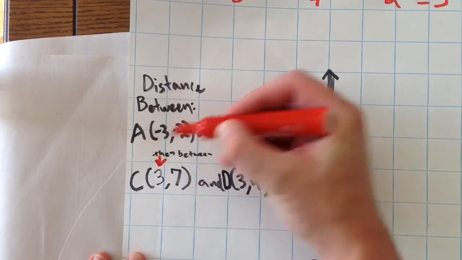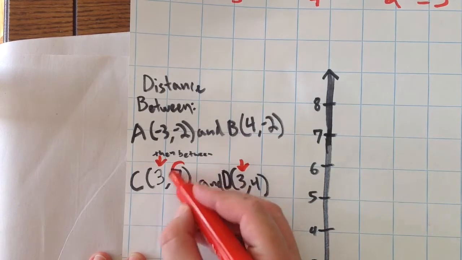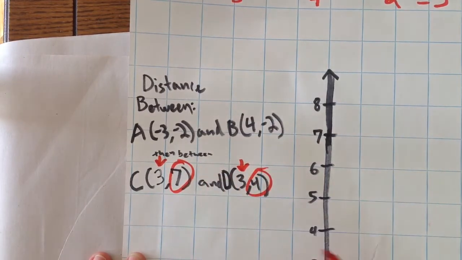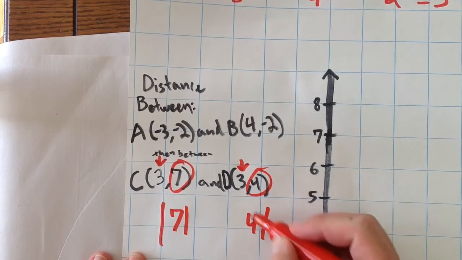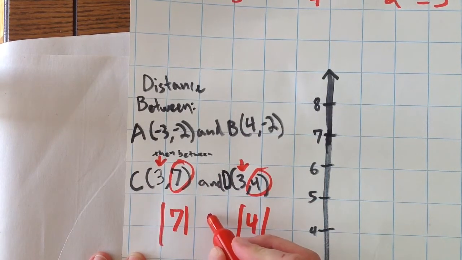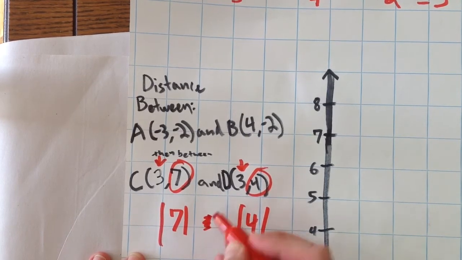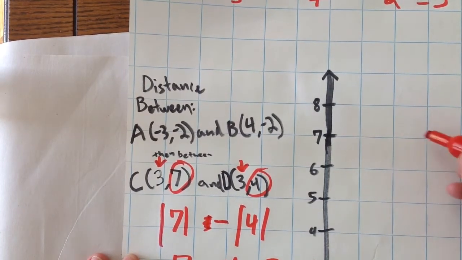So when we look at our next example, we can see that our x-coordinate 3 and 3 are the same. So we're only going to look at the 7 and the 4. These two give us a difference between the 2 points. So we're going to find the difference between them. The absolute value of +7, the absolute value of 4, and we'll subtract them because they're on the exact same side of 0. So our expression that we wrote is the absolute value of 7 minus the absolute value of 4.